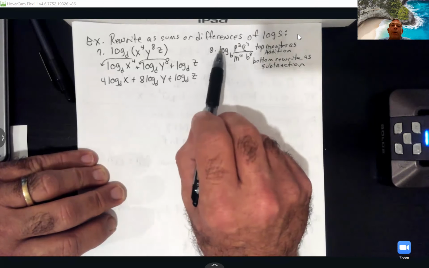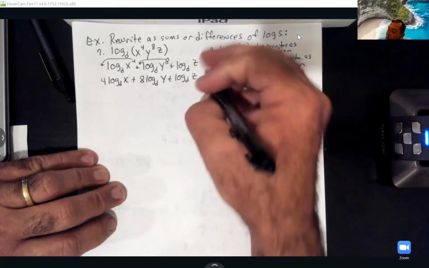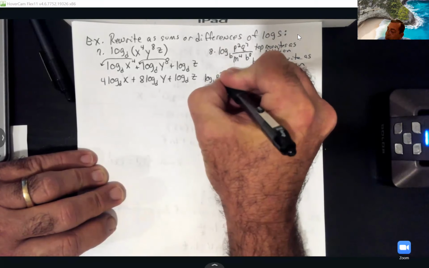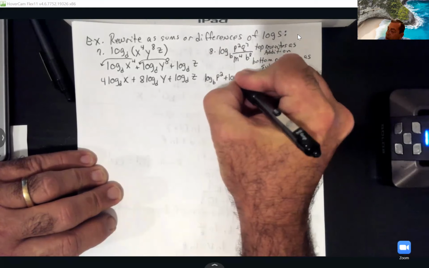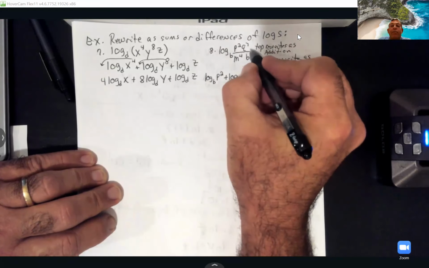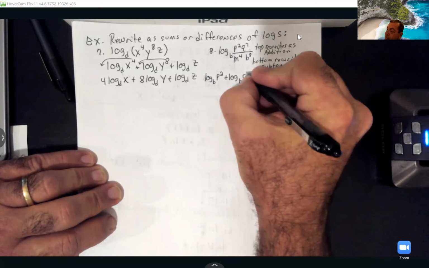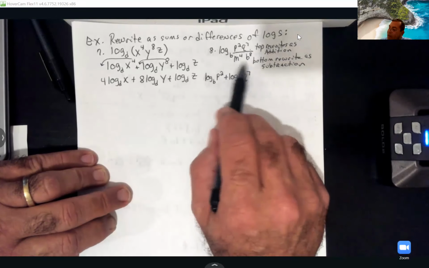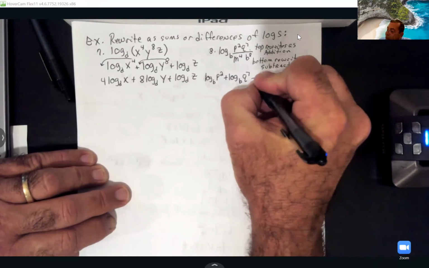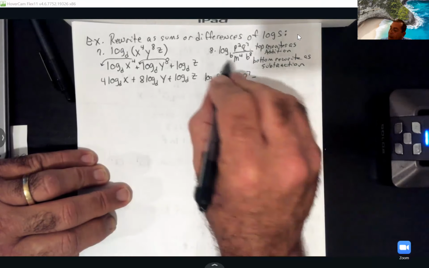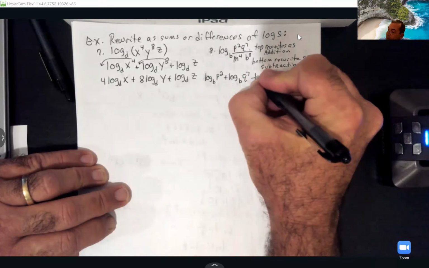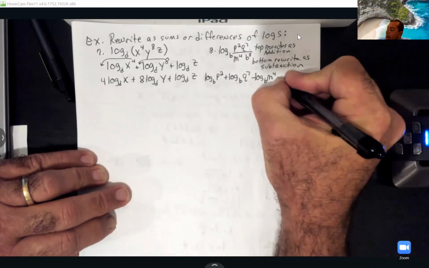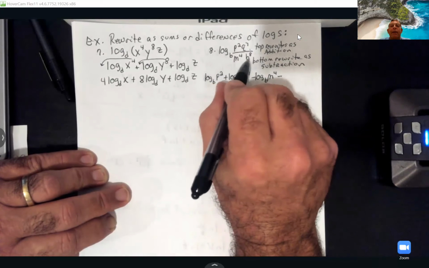So here we go. We're going to start out with log base b of p squared, plus log base b of q to the 7th. These two factors are positive because they were on top. Now everything else is on the bottom, so we're going to be subtracting those bottom factors. So minus a log base b of m to the 4th, minus the log base b of b to the 8th.